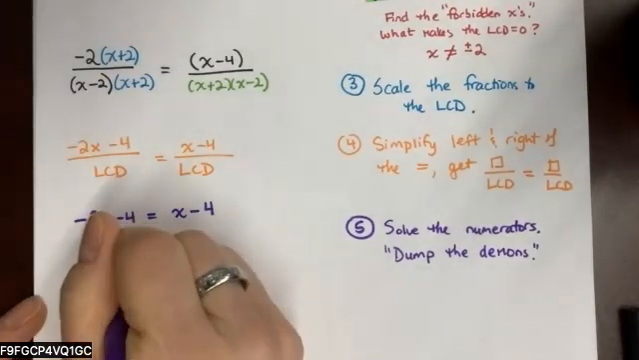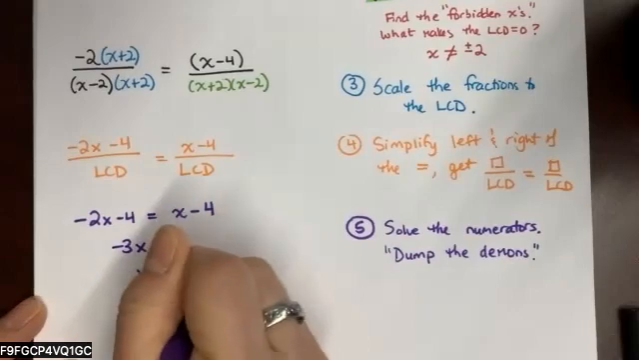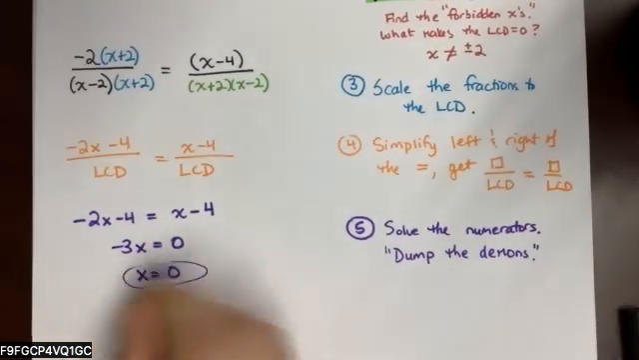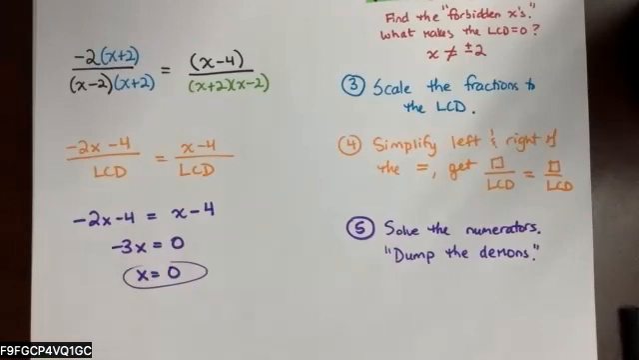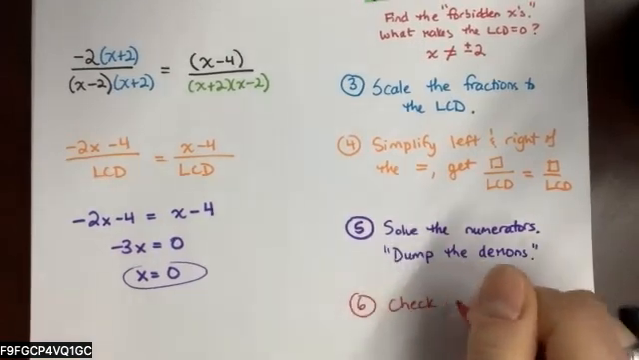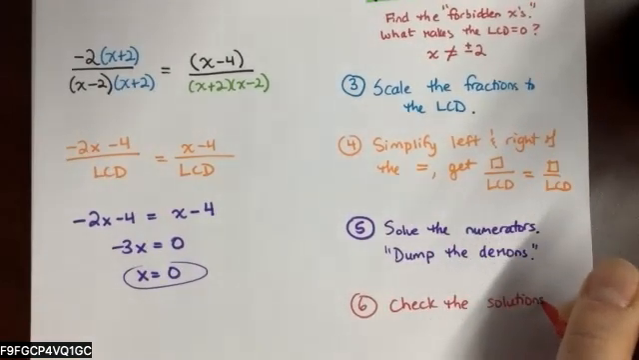So we subtract x from both sides. We add 4 to both sides. We divide by negative 3, and we get x equals 0. And now, step 6, we have to check any solutions that we get.